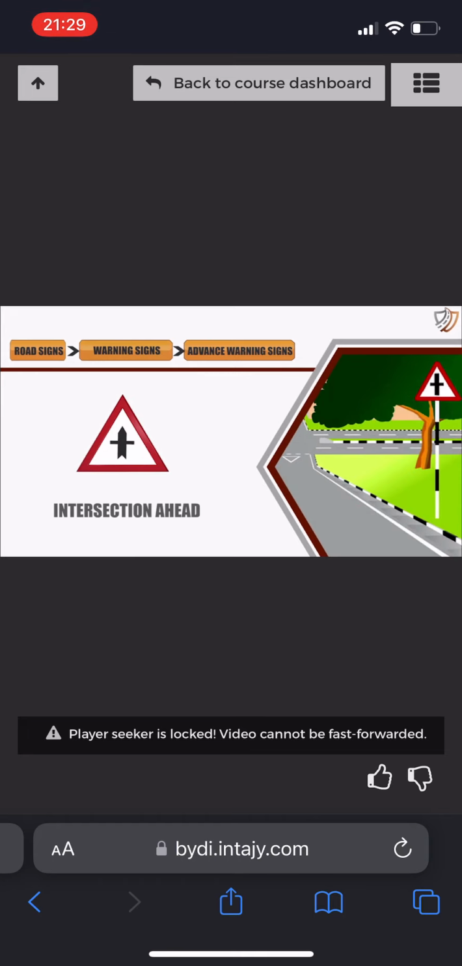Intersection ahead. This sign warns the road users that your road will intersect with another road. This sign is used on two-way traffic areas. Motorists must slow down and be prepared for the vehicles approaching from both directions. Always avoid overtaking in such areas.